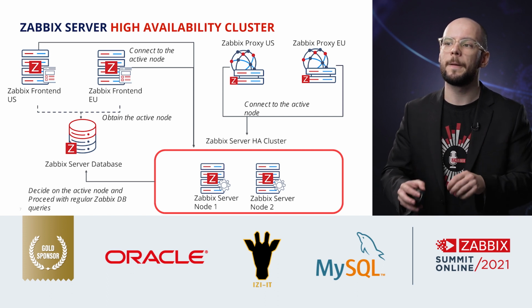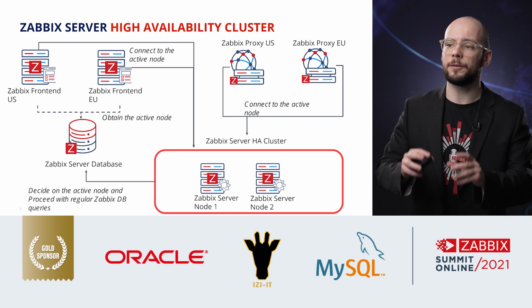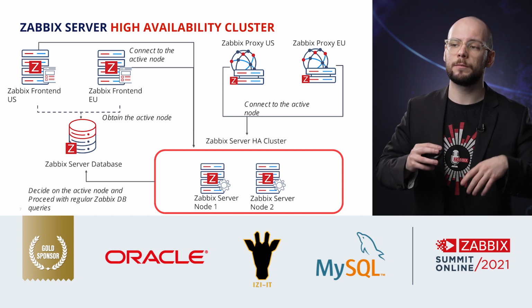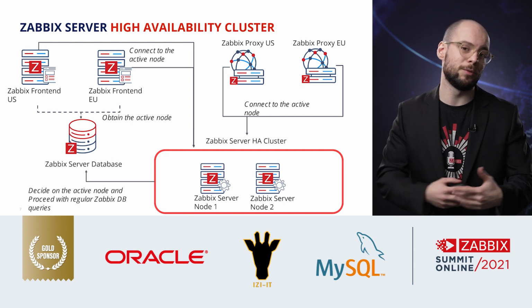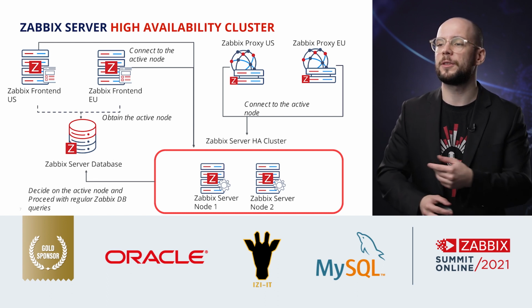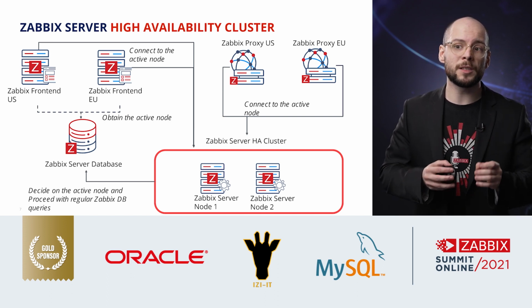So let's take a look at the proxies, top right. You can see that they are simply connecting to the server cluster, and they're just trying to figure out, sort of by a brute force-ish approach, which node is the active one, and then they will stick and communicate with one of those. With the front end, it's a bit different.